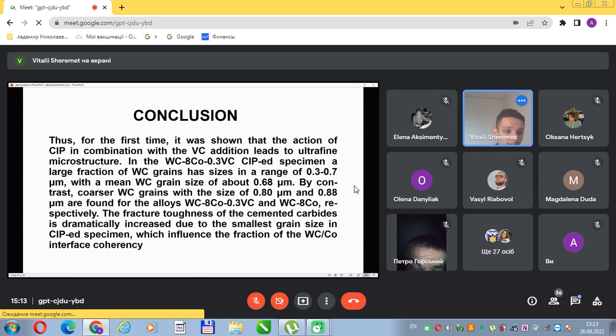The fracture toughness of the cemented carbides is dramatically increased due to the smallest grain size in cold isostatically pressed specimen, which influences the fraction of the tungsten carbide cobalt interface coherency.